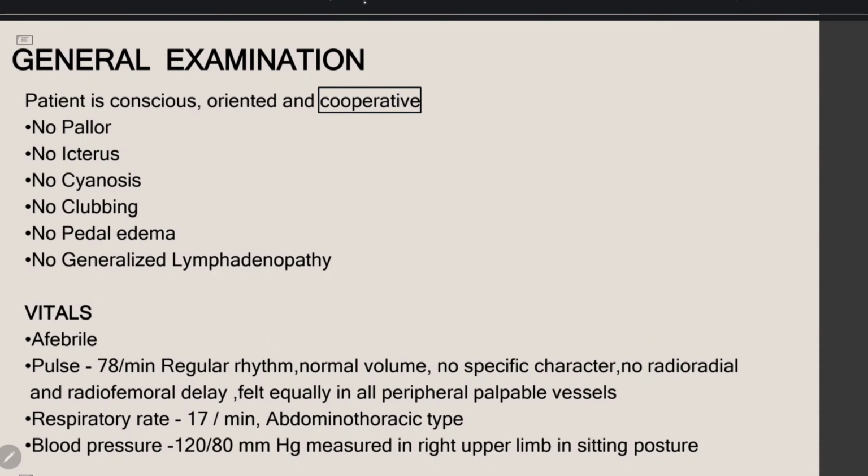Vitals: afebrile, pulse 78 per minute. Here no need to mention the rate, rhythm, volume, special characters, as this is more significant in the medicine history. Respiratory rate 17 per minute, abdominothoracic type. Blood pressure 120/80 mm of mercury, measured in the right upper limb in the sitting position.